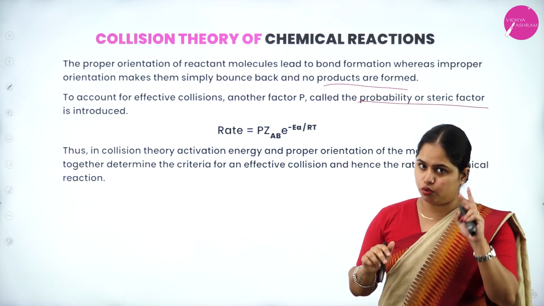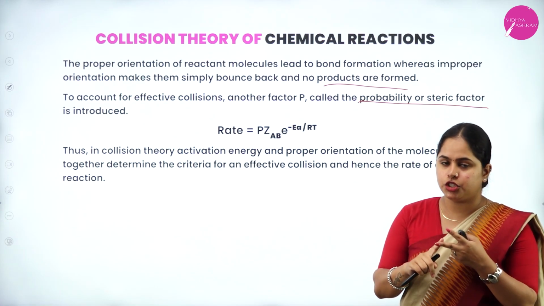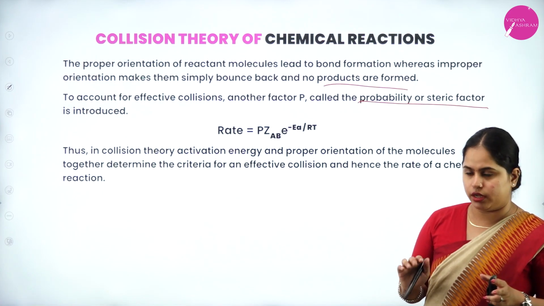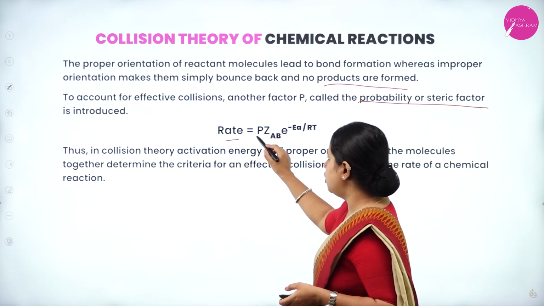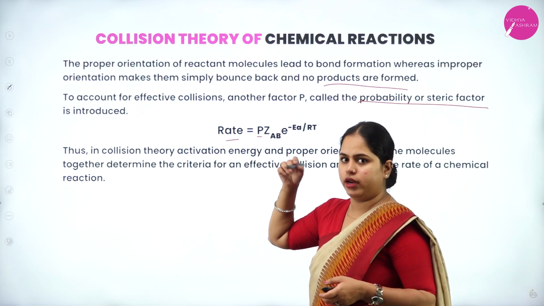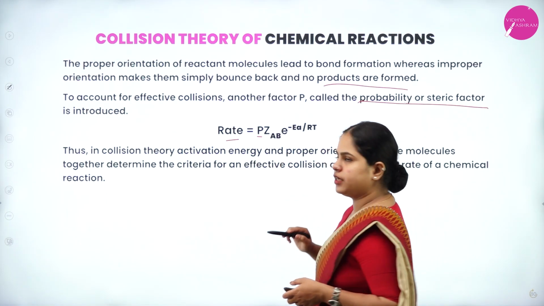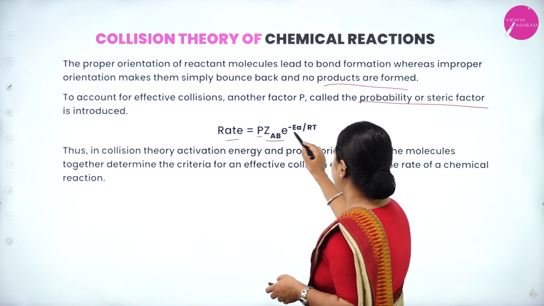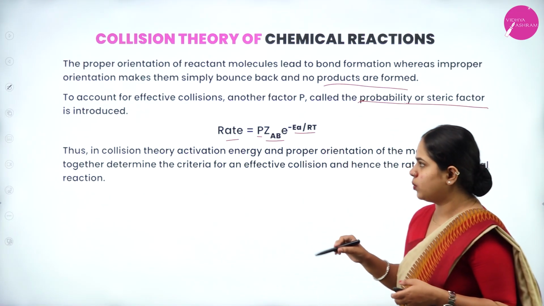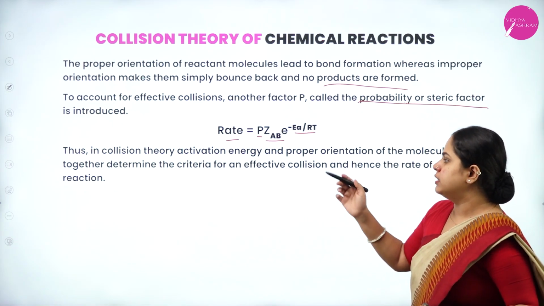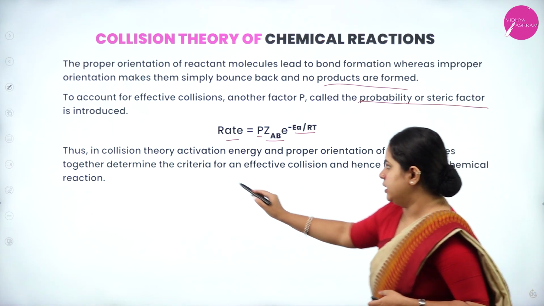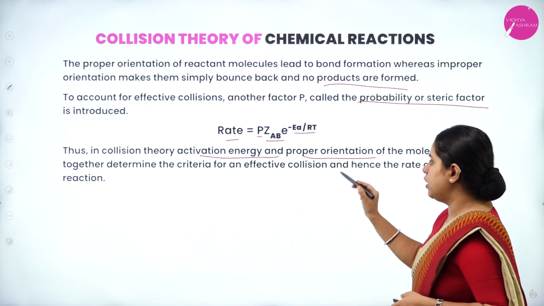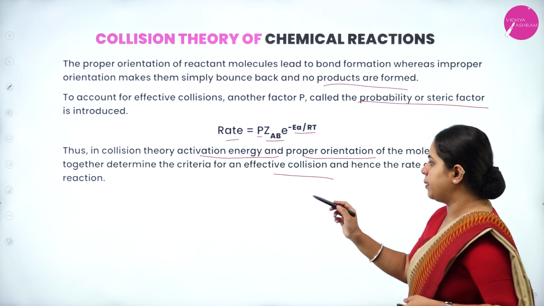So there are two factors as I told you: one is energy barrier and another one is orientation barrier. Both of these we have to accommodate in this particular equation. So the equation becomes rate is equal to P into ZAB into e to the power minus EA by RT, where P stands for the orientation, called the probability or steric factor, and ZAB is the number of effective collisions. This equation accommodates both these factors. Thus in collision theory, activation energy and proper orientation of the molecules together determine the criteria for an effective collision and hence the rate of chemical reaction.